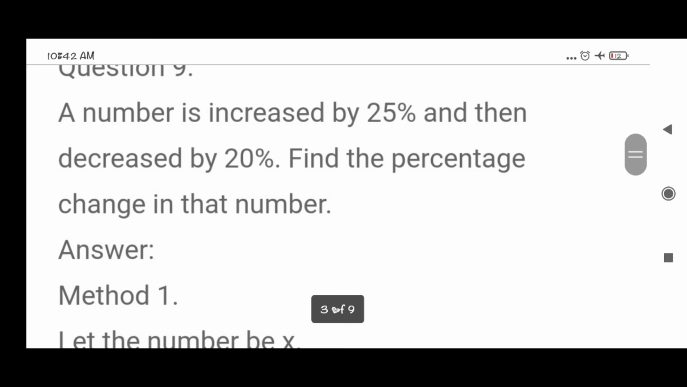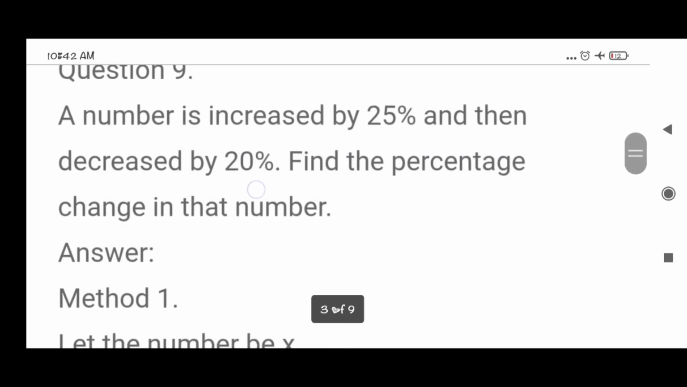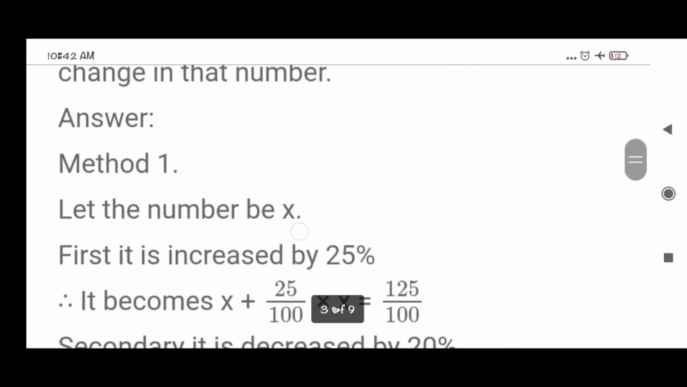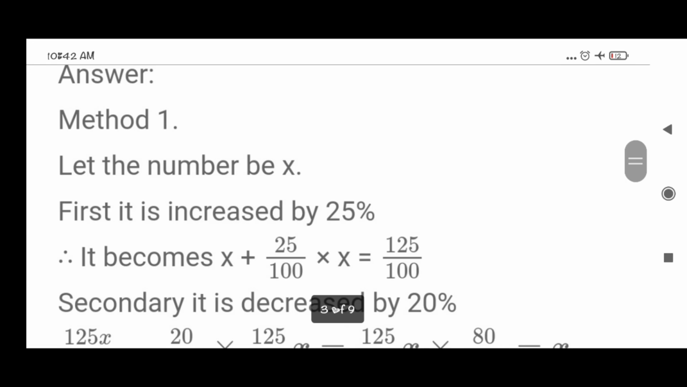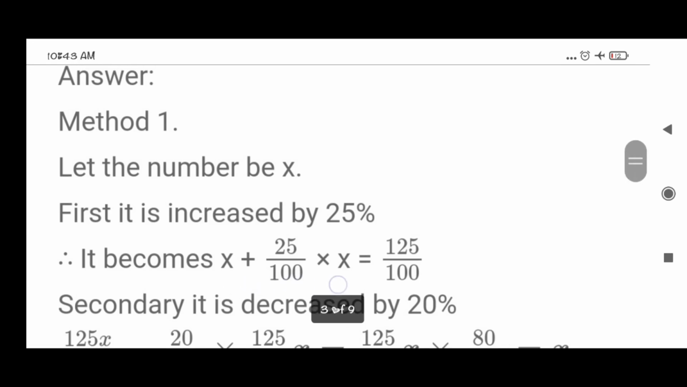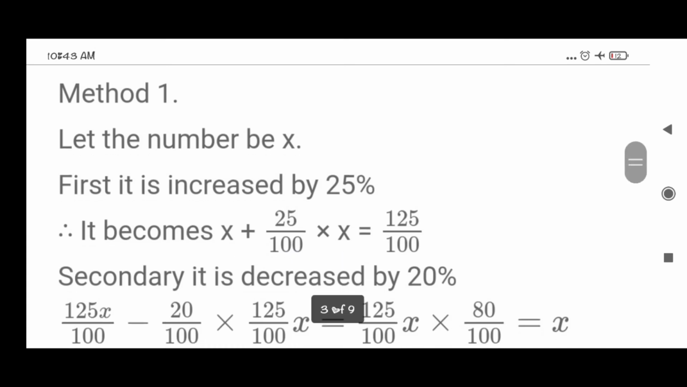Then a number is increased by 25% and then decreased by 20%. Find the percentage change in that number. Okay. So here increased by 25%, then decreased by 20%. First, let the number be x. We don't know the number, we can keep it as x. First, it is increased. Increased means we need to add. So x plus 25 by 100 into x. The number plus 25% increase of the same number is equal to 125 by 100 x.